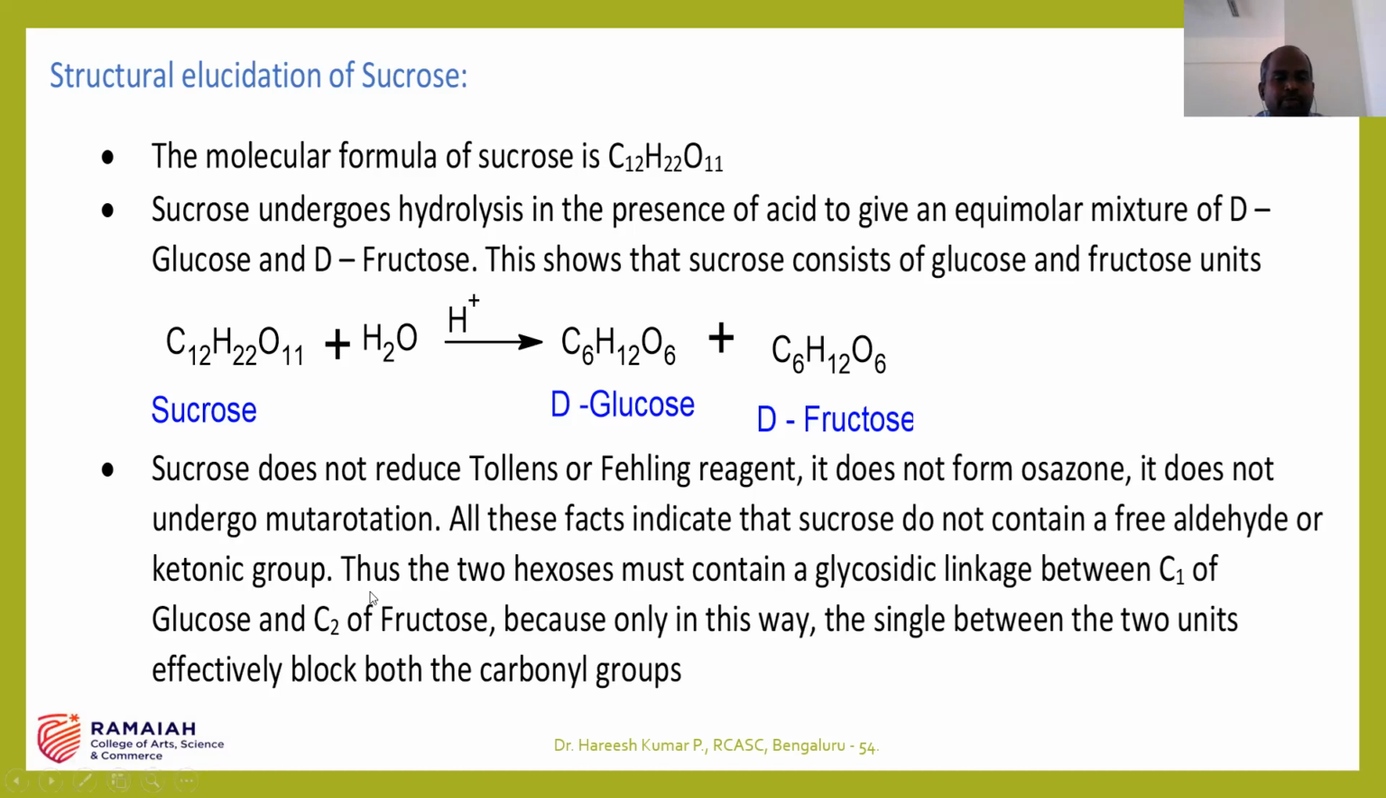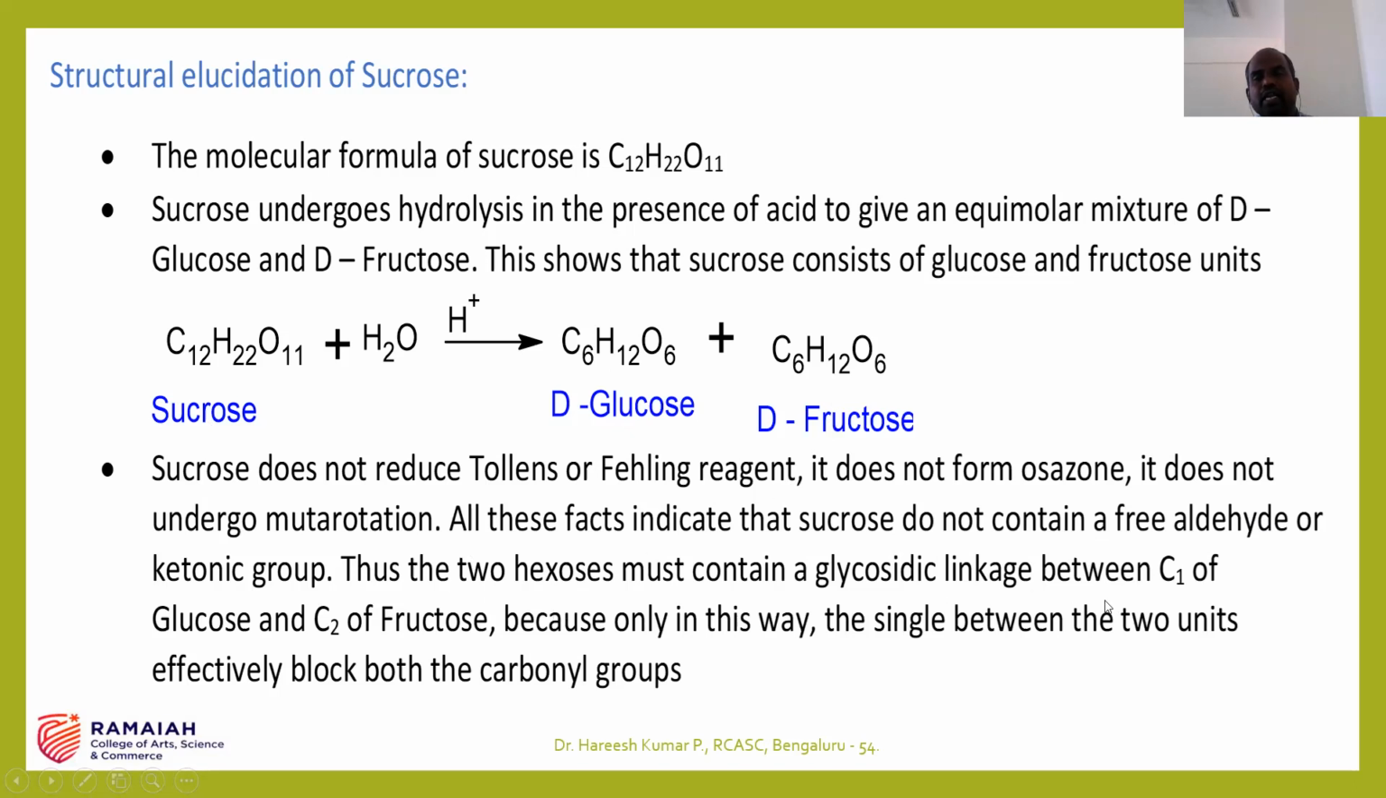What does it mean? It means that sucrose does not undergo mutarotation. Suppose sucrose does not undergo mutarotation, what does it mean? It means that there is no free anomeric carbon atom in glucose as well as fructose. All these facts indicate that sucrose does not contain a free aldehyde or ketonic group. Thus, the two hexoses. Hexoses means glucose is one hexose, fructose is also a hexose.